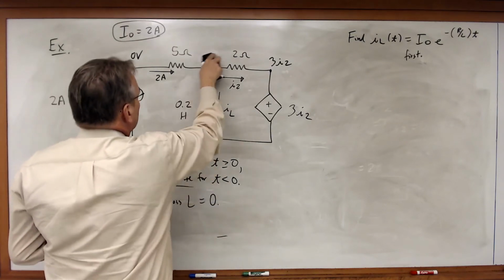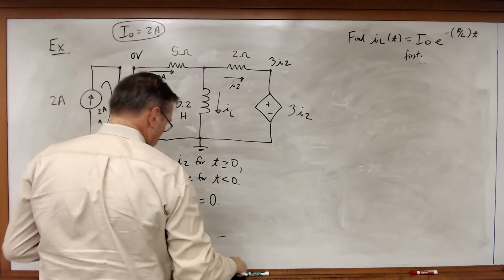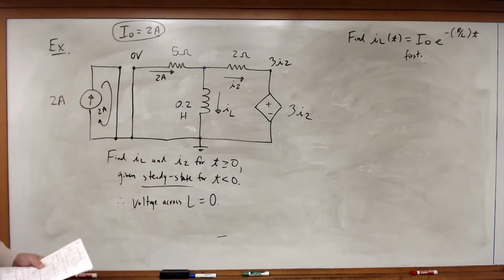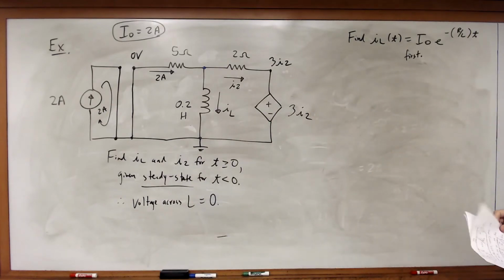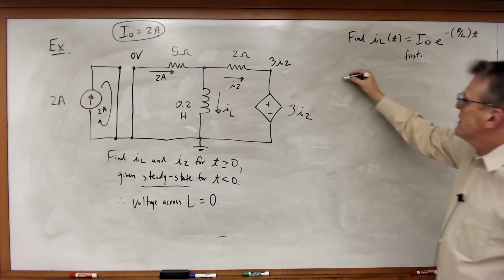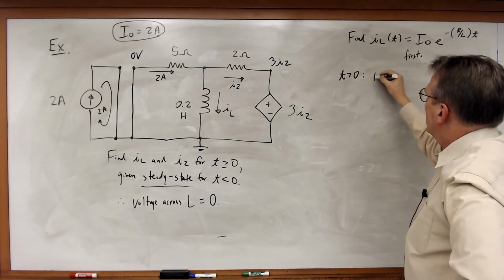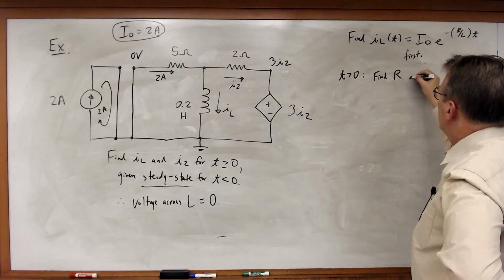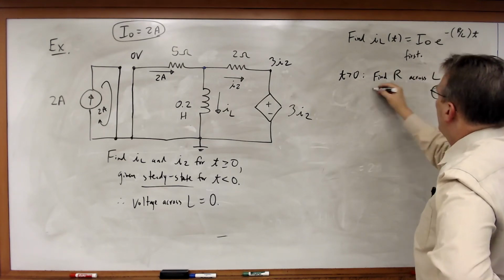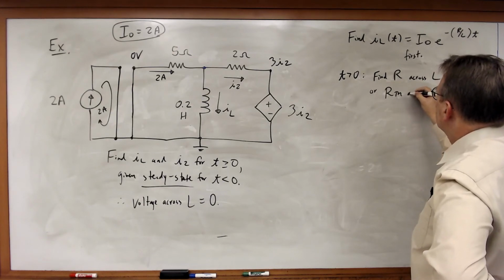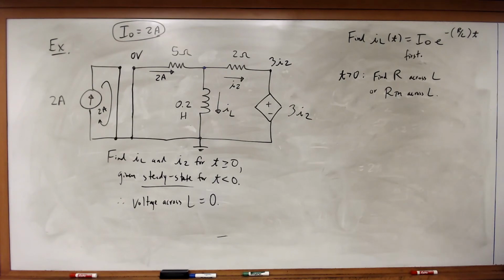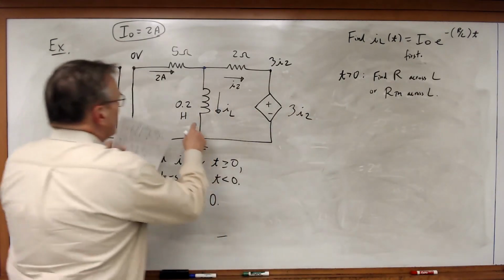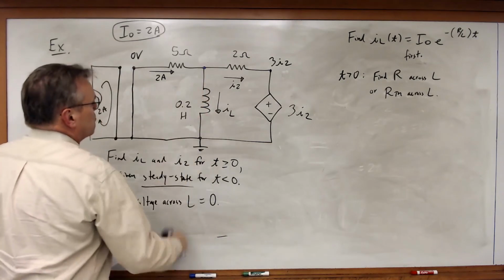So let's go through here and we'll erase some of these. In this case, for t greater than 0, I now need to find R across L, or rather RTH across L, the Thevenin resistance across there. Okay, so I want to know the Thevenin resistance across this inductor.